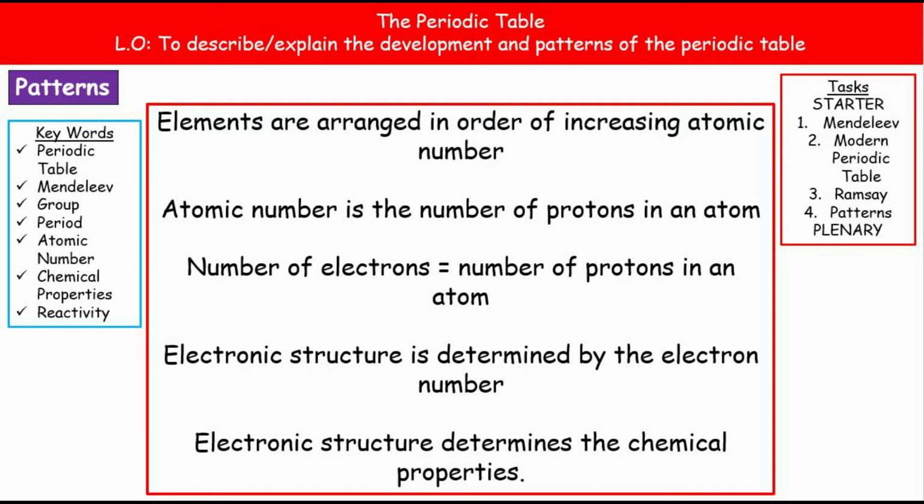We know that the number of protons is the same as the number of electrons within an atom. Think back to our structure of the atom diagrams we did in our earlier chemistry topic. We know that the electronic structure of an individual atom is determined by the number of electrons, and the electronic structure then tells us the chemical properties, because remember, the number of electrons in the outer shell is going to determine how things react, and how many shells they've got tells you about their reactivity as well.